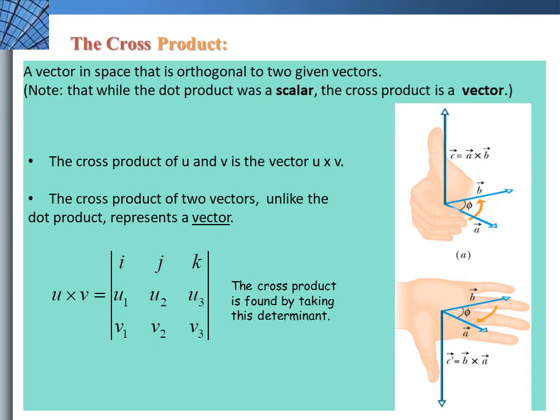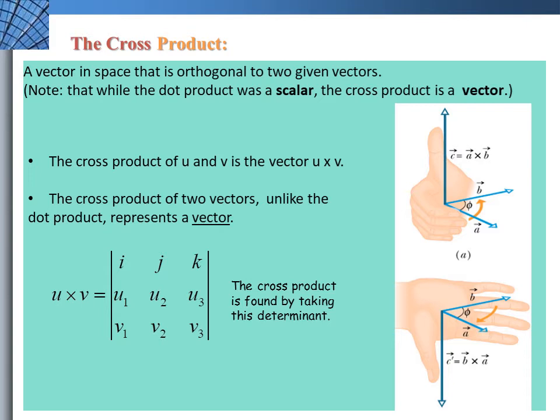The cross product of u and v is the vector u cross v. It is not u multiplied by v. We say u cross v. The cross product of two vectors, unlike the dot product, is a vector. u cross v is equal to the determinant: first row i, j, k, second row u1, u2, u3, and third row v1, v2, v3.